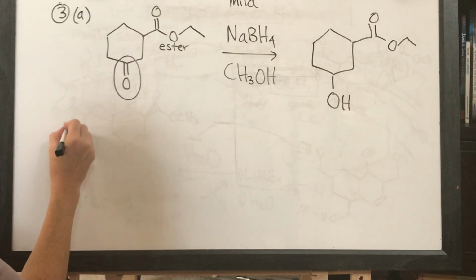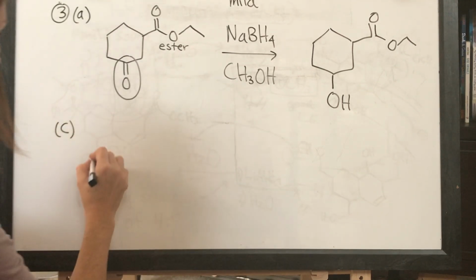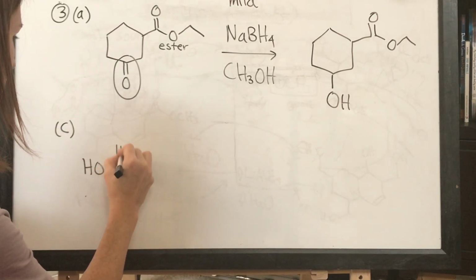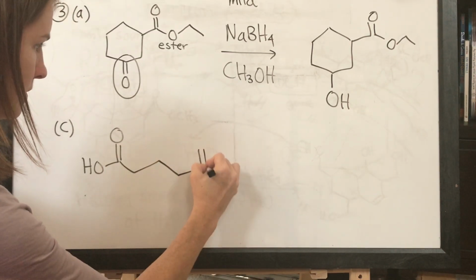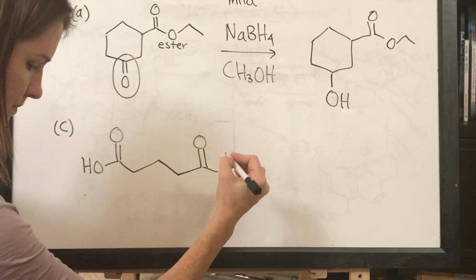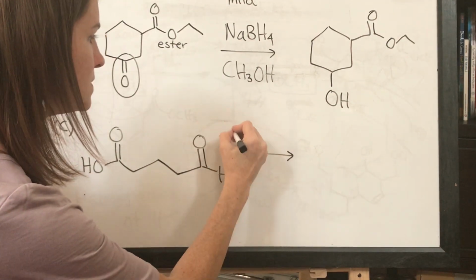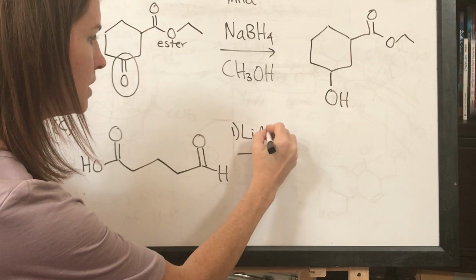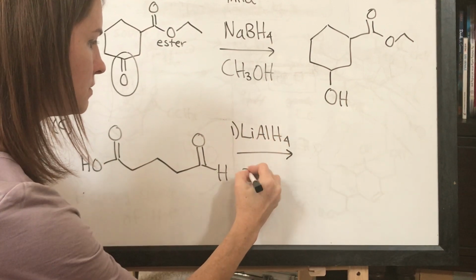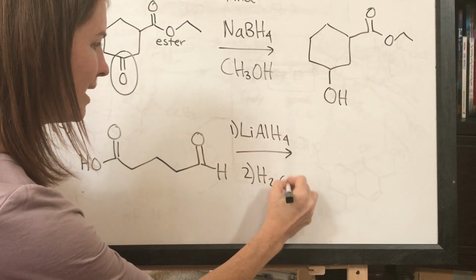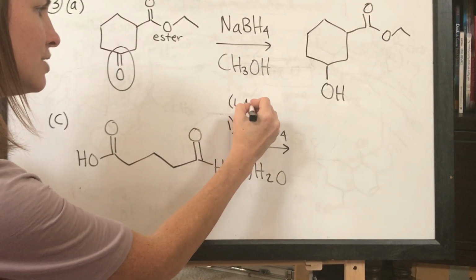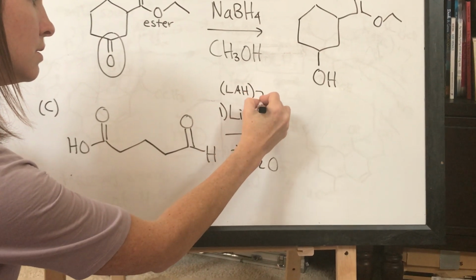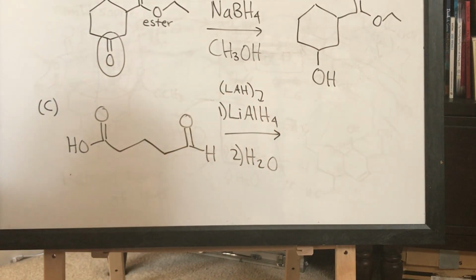Okay, I'm going to skip over to letter C because I think that one's another fast one to answer. We have a carboxylic acid on one side of this molecule and an aldehyde on the other. And now we're using lithium aluminum hydride, and working up with water. And by the way, your book sometimes abbreviates lithium aluminum hydride as LAH. That's the same as lithium aluminum hydride. So you can do it either way.